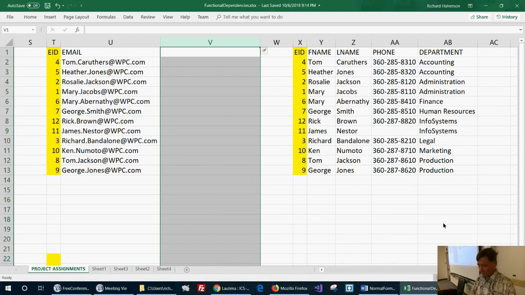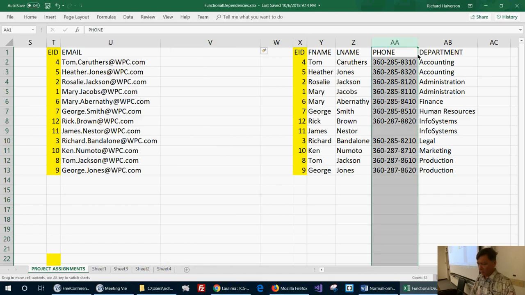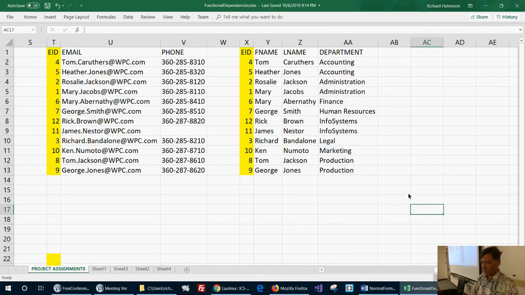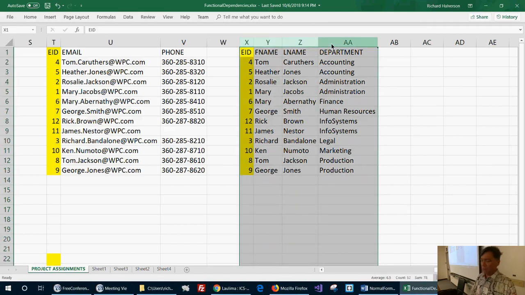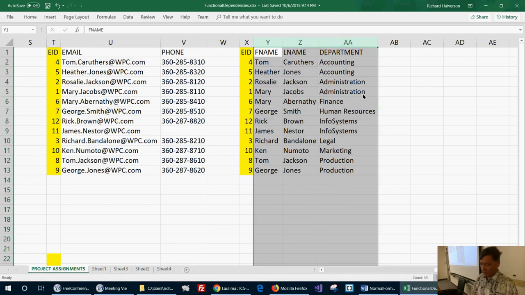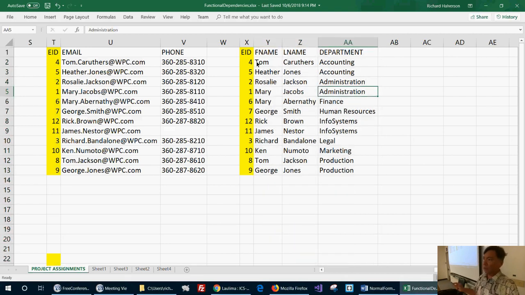Let's say we decided to put this field over here, and we take this up. Okay, this is in BCNF because all the dependencies are implied by the key. It's in third normal form because there's no non-key attribute depending on another. It's in BCNF because all the functional dependencies are implied by the key itself.